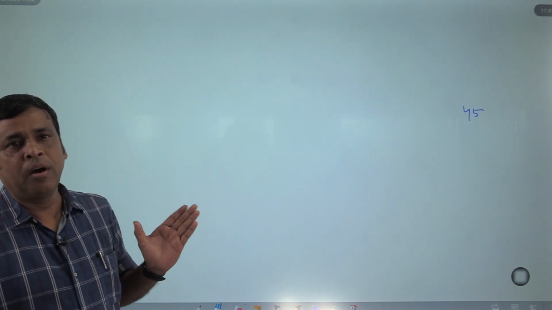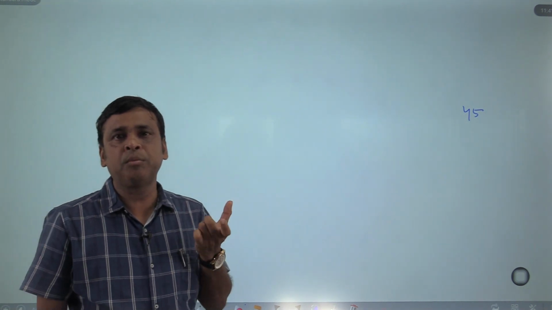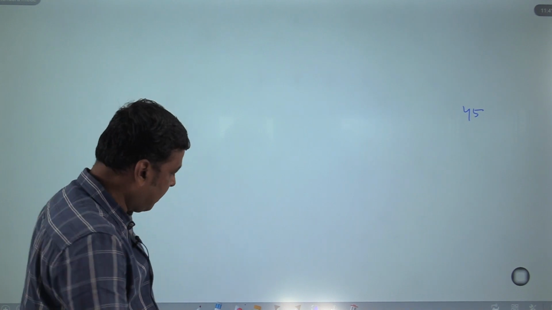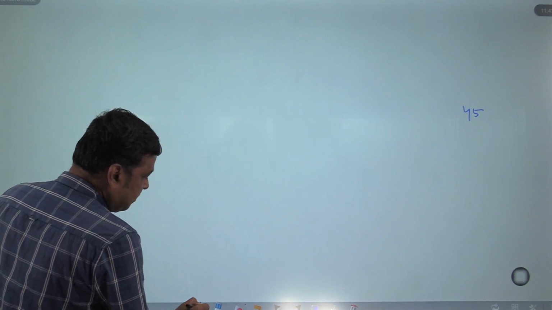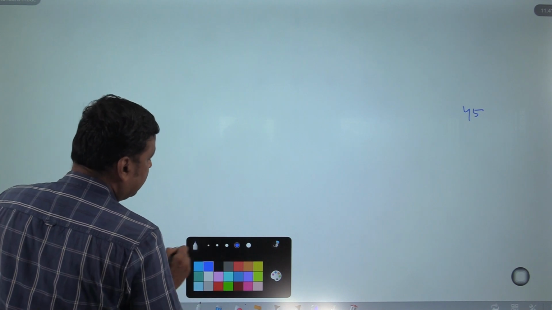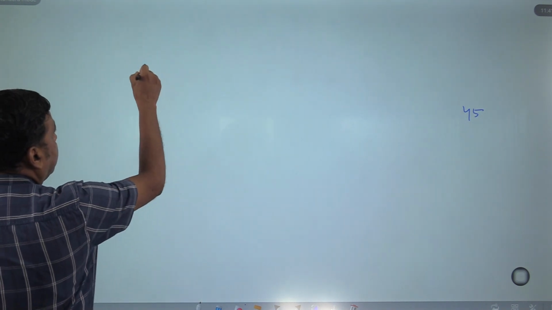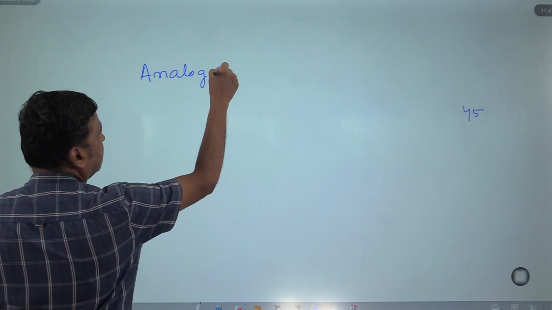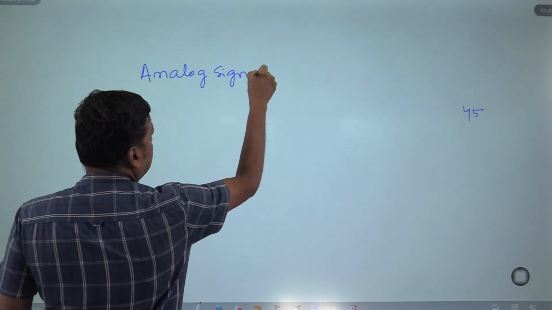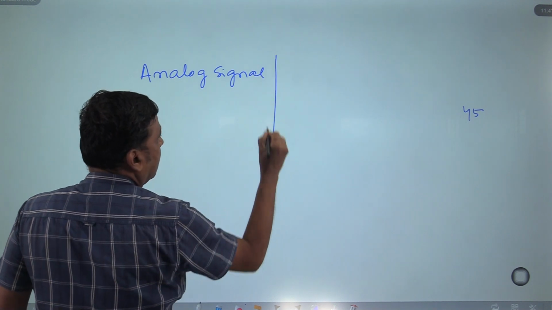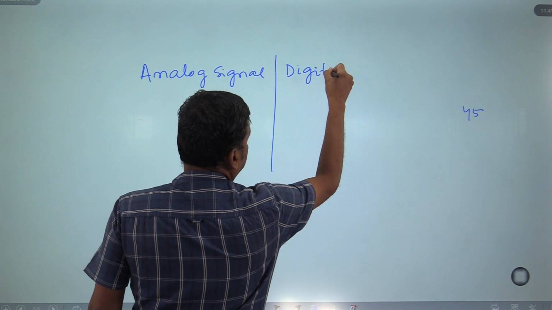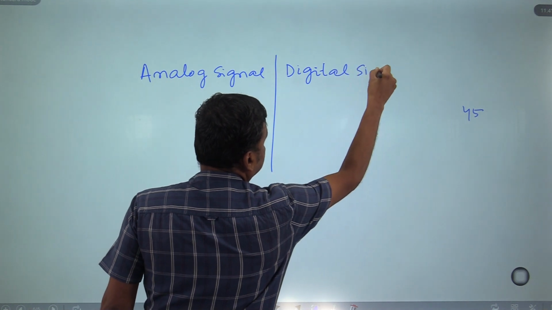First of all, we will differentiate two signals. What do you mean by analog signal and what do you mean by digital signal? Analog signal, first of all you know the basic things. What is the basic difference between analog and digital signal?